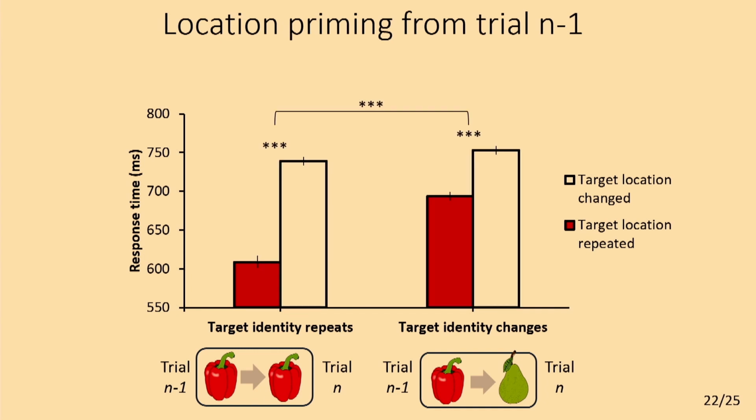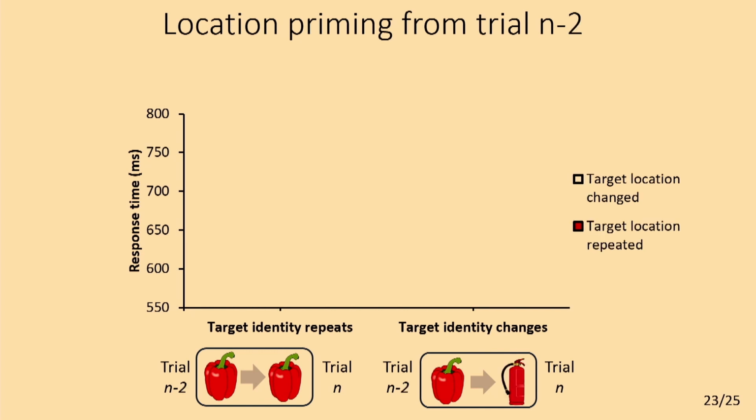This is what we found. So we replicated the findings from experiments 2 and 3 with a different manipulation, and again, location priming is reduced when we expect the task to change, but not entirely eliminated.